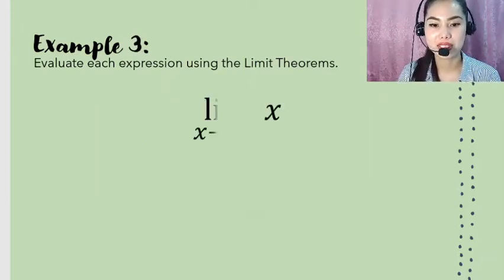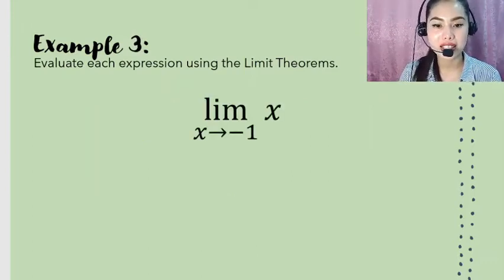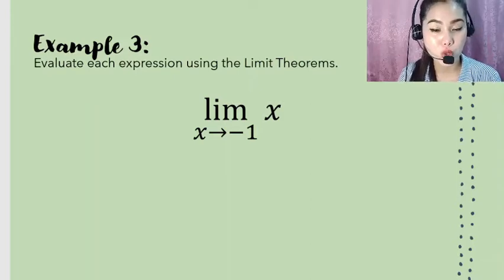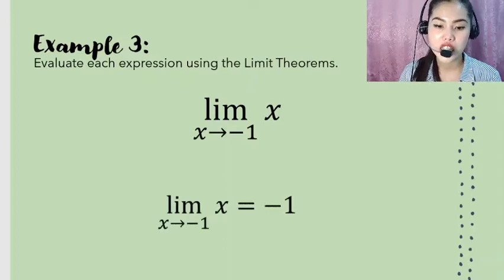Third example. Find the limit of x as x approaches negative 1. Now this is an example under the theorem limit of identity function, wherein to do that, we simply again substitute our value of x with negative 1, in which the limit of x as x approaches negative 1 is indeed equal to negative 1.